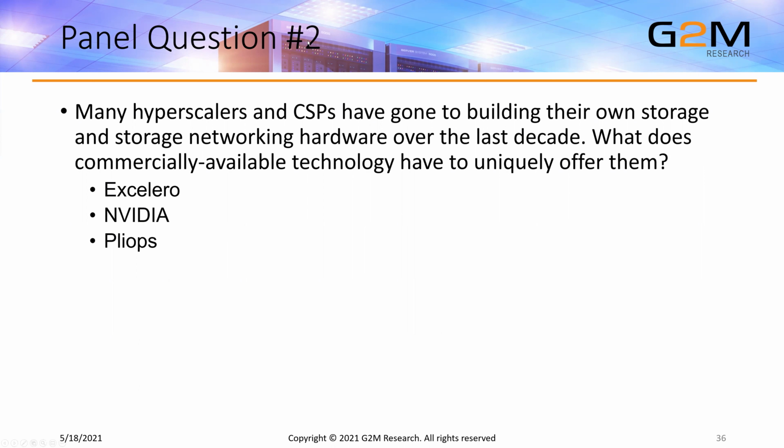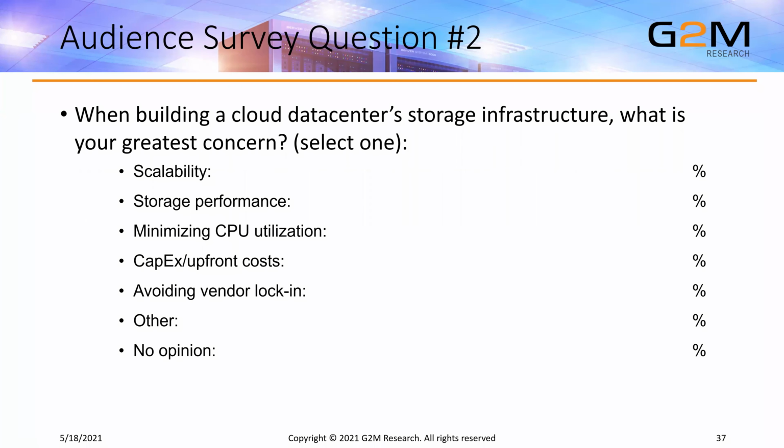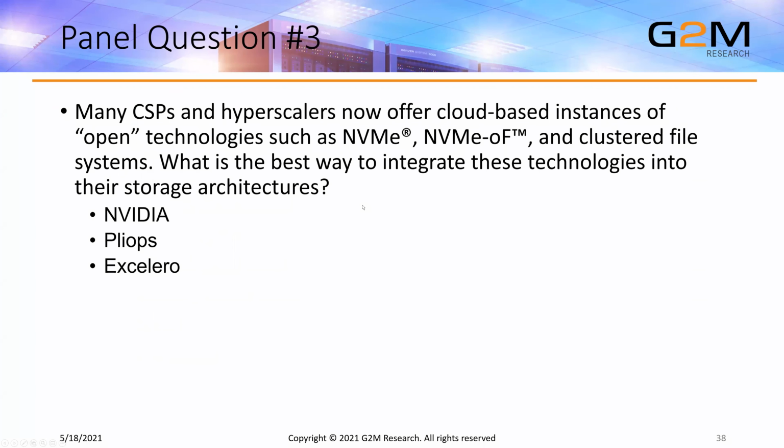Very true. All right, let's go to audience survey question number 2. And this question is, when building a cloud data center storage infrastructure, what is your greatest concern? I'll launch that poll. And again, give you a couple minutes to fill that out while we go to panel question number 3. And that question is, many CSPs and hyperscalers now offer cloud-based instances of open technologies, such as NVMe, NVMe over Fabric, and clustered file systems. What is the best way to integrate these technologies into their storage architectures? We'll start with Rob, and then go to Steve, and then finish up with Kirill.